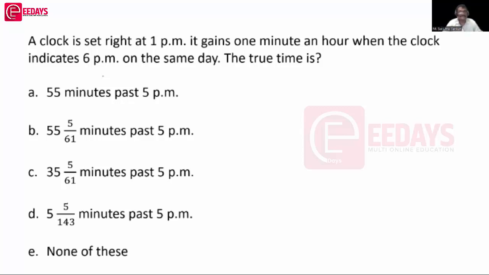A clock is set right at 1 p.m. It gains 1 minute an hour. Every hour it gains 1 minute. Okay. Here, 5 p.m. Till 5 p.m., how much has it gained? That is 5 minutes gained. The clock shows 5 p.m., but they are asking what the true time is. Okay, as the actual concept, it is 55 minutes past.